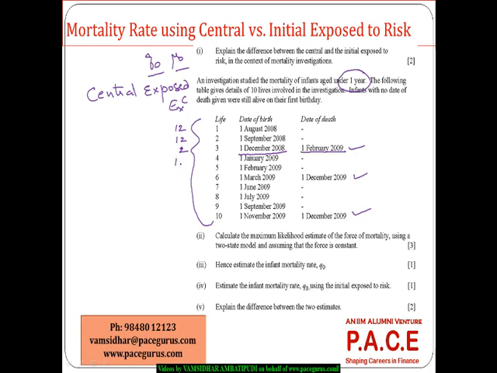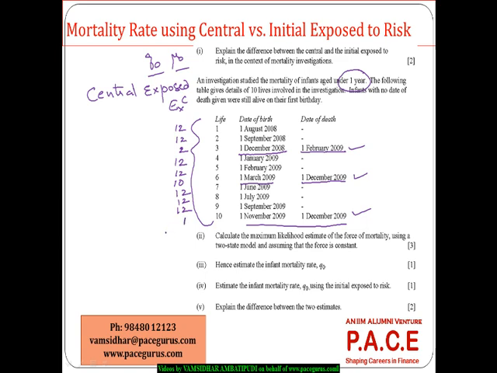For the 4th life, still alive, so 12 months. 5th life, 12 months. The 6th was born on 1st March and died on 1st December, so there is a contribution of only 10 months to the central exposed to risk. The 7th life a full 12 months, the 8th a full 12, the 9th a full 12, whereas the 10th was alive for only 1 month.